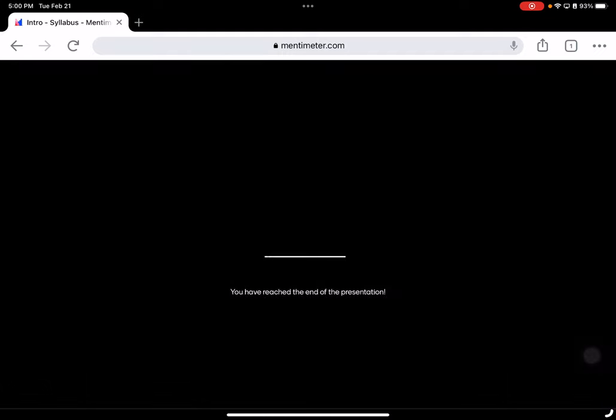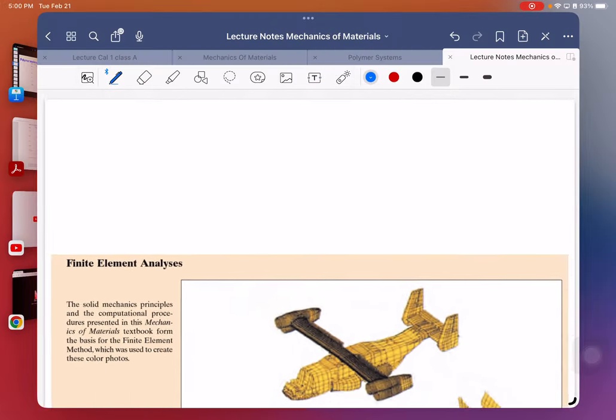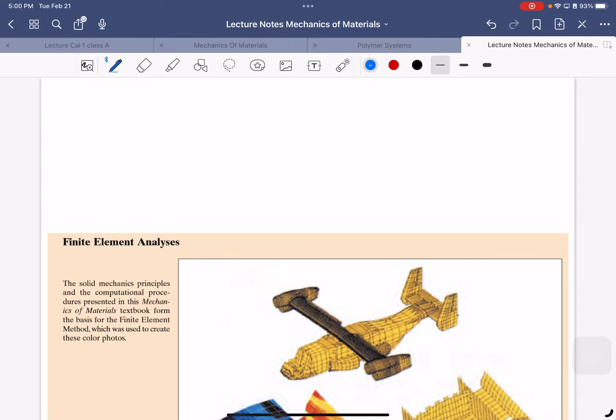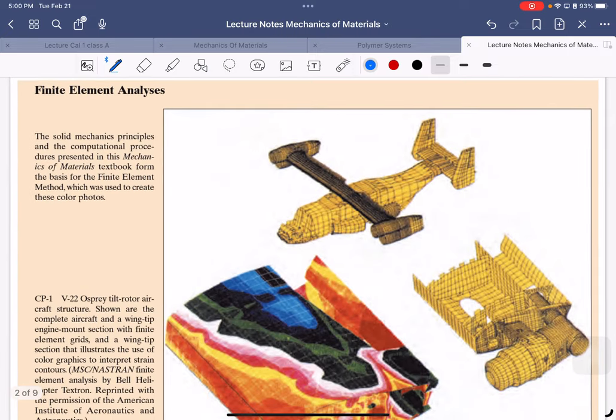Okay, I will switch to my notes here. Okay. So this is the first lecture. Okay. So what I want to show you first is what we call the finite element analysis. I think this is usually in mechanical engineering, but this is just to show you, okay, how the mechanics of materials will help you to get an overview.